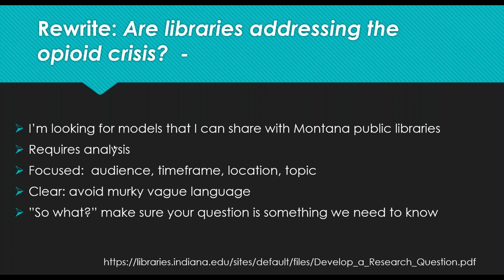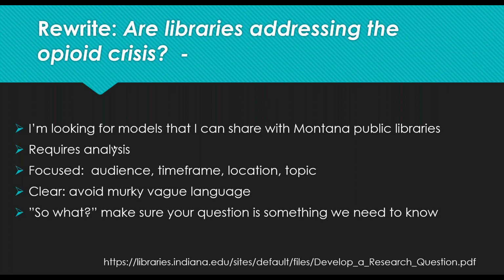Might be better if I said, how is your library addressing the opioid crisis? Could be, how are libraries addressing the opioid crisis in ways that could be used by Montana libraries. That helps me get to the actual outcome that I want, which is looking for models to share with other libraries. Another suggestion from Sarah: how are public libraries in Montana successfully reacting to the opioid crisis?